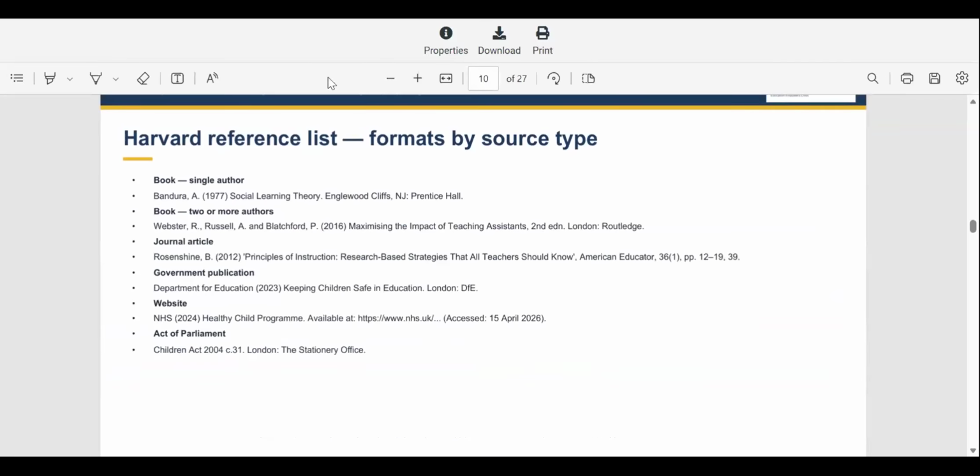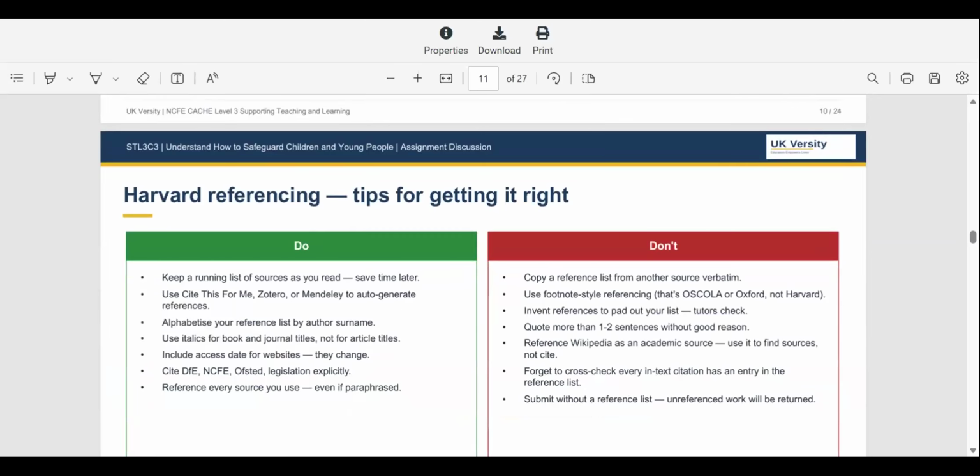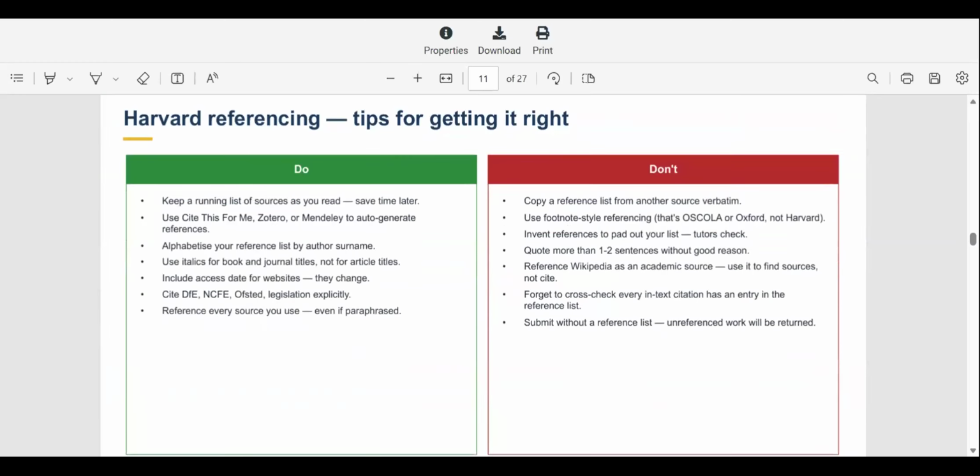So, the Harvard reference list formats by source. You'd have a book, you'd have the journal. If it's a book, it's social learning, and then it gives you the details. If it's a book of 2 or more authors, journal articles, government publications, website, and Act of Parliament. That website that I've just mentioned will give you where to put all the dots and everything.